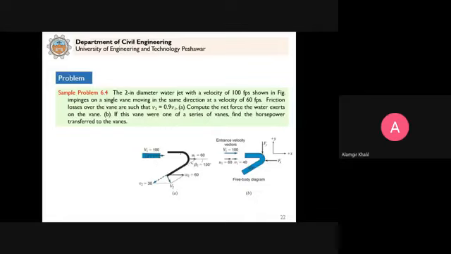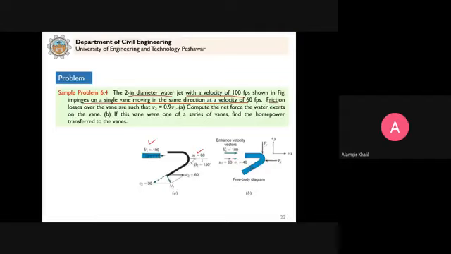Now in this case we have a single moving vane. We have a 2-inch diameter water jet with a velocity of 100 foot per second. It strikes a single vane moving in the same direction at a velocity of 60 foot per second. So now the velocity of the jet, which is circular in cross section, is 100 foot per second and the vane is moving with 60 foot per second.